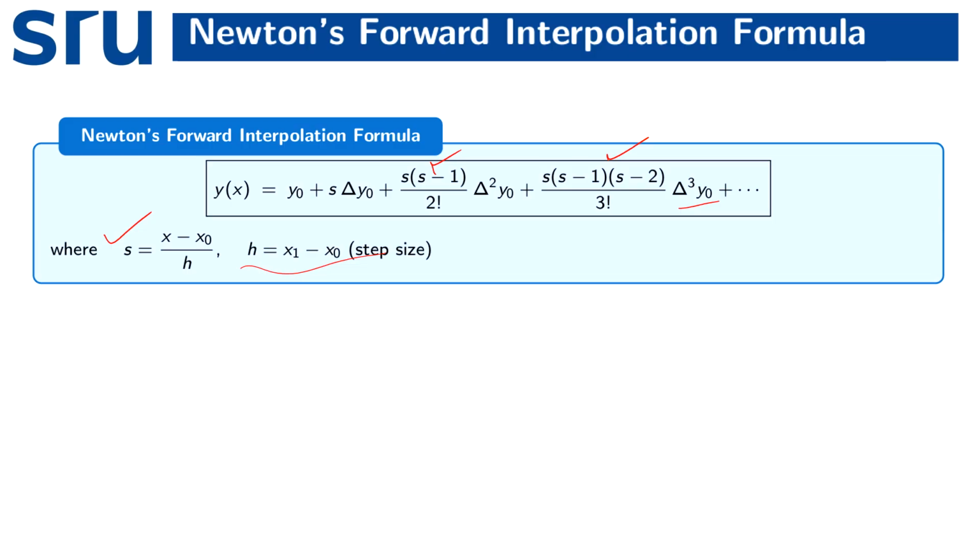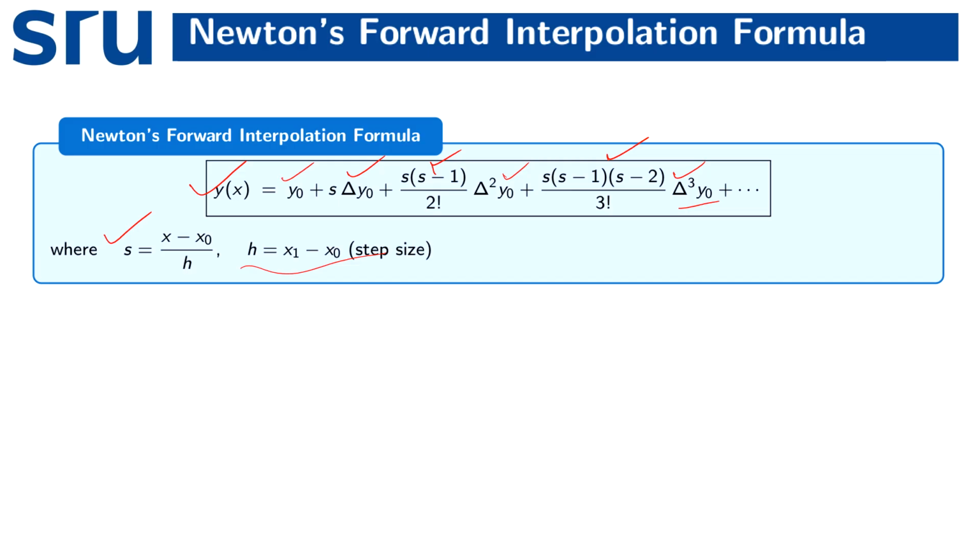This formula helps us estimate the value of a function at a point near the beginning of the table. Now let us try to understand each term in this formula. Here, y_x is the value we want to find. y_0 is the first value in the table. Δy_0, Δ²y_0, and Δ³y_0 are forward differences taken from the top diagonal of the forward difference table.